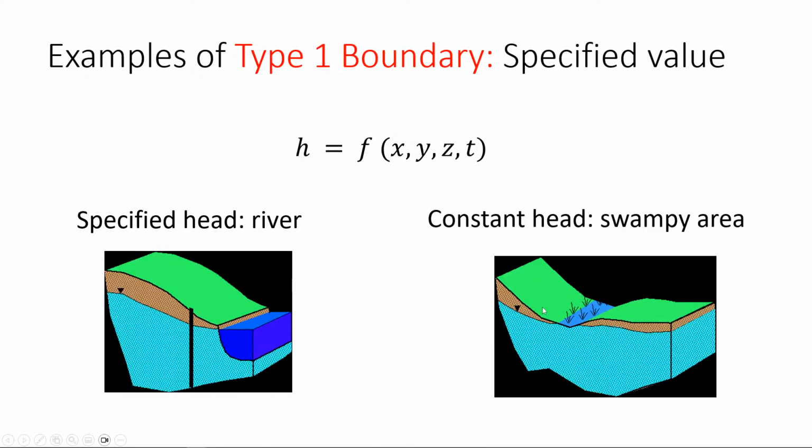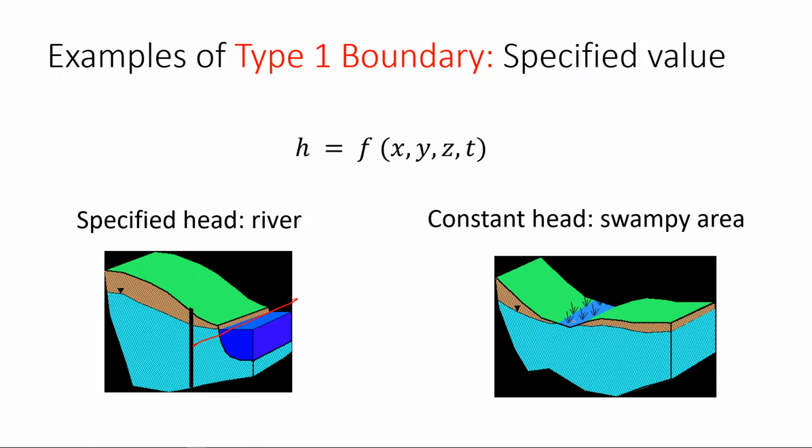So here, this is an example of a specified head. Specified head, that could be a river. So a river could be like type 1 or type 3. Type 1, it could be just a specified head. I could just make this a specified head, where head here would be 100. And I can assume that this is specified head. Or it could be a type 3 boundary condition.